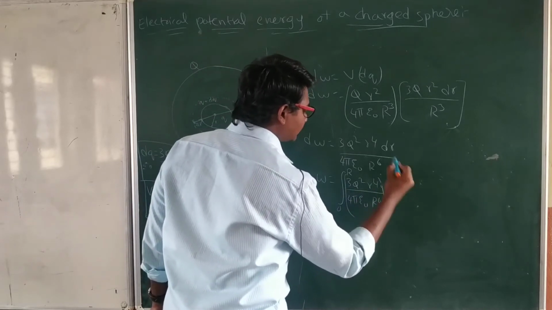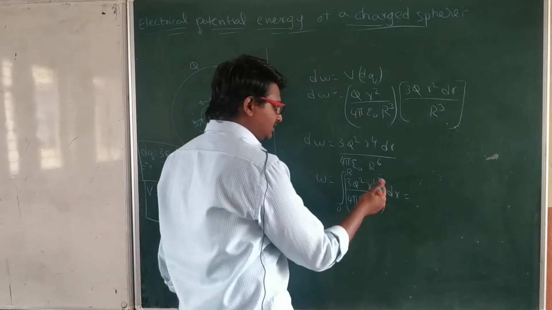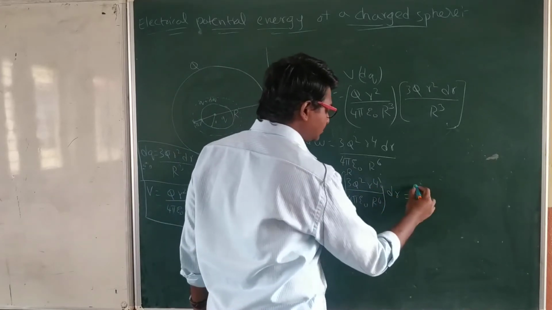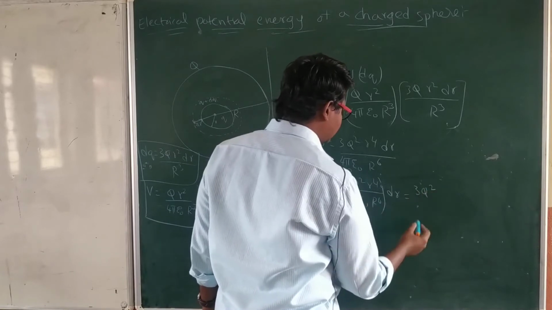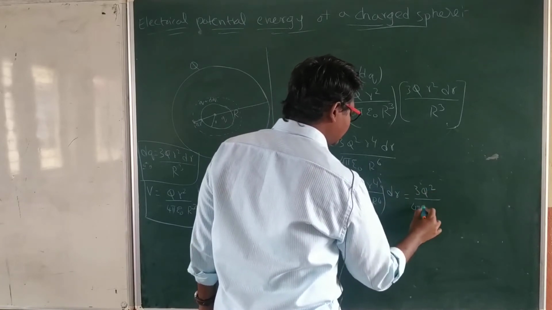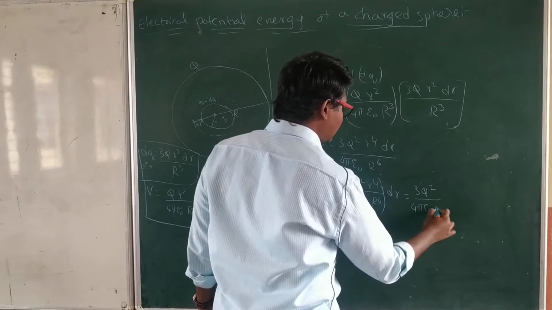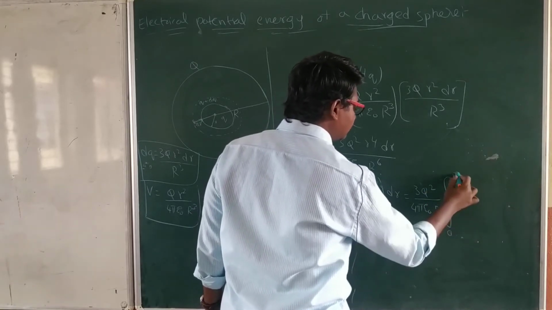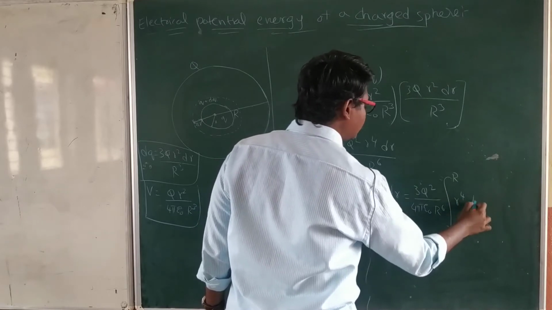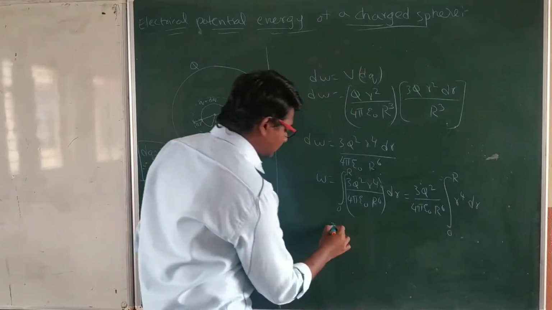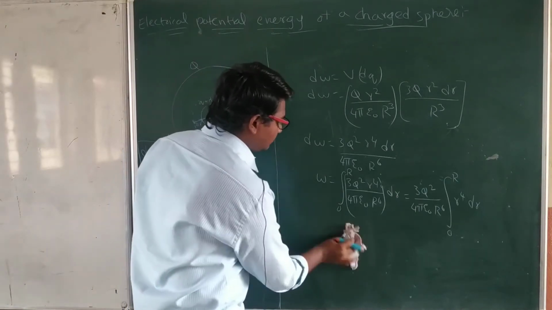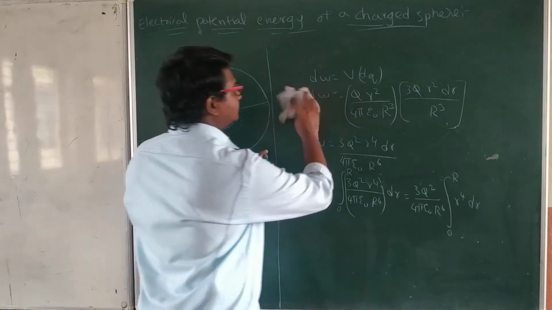Now, what are the things which are common? We will bring them out. The constant terms, 3Q² divided by 4πε₀ R⁶, are all constants, that's why we are bringing them outside. r⁴ dr remains inside. That is equals to, like this we got. And now we will do the integration here.